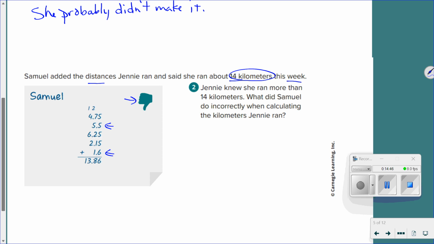Gigi? Good. For those 2 numbers, he should have slid them over one space to line those decimals up. Does that make sense?